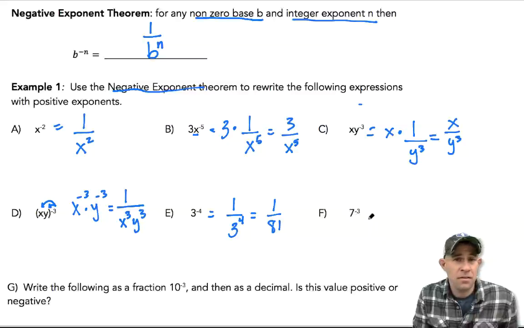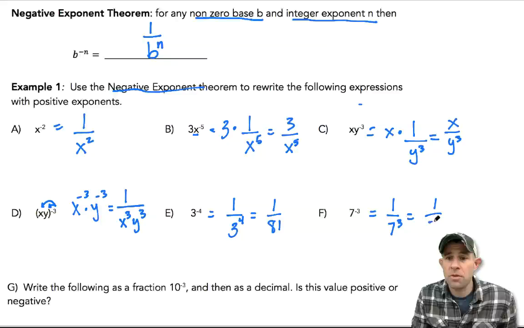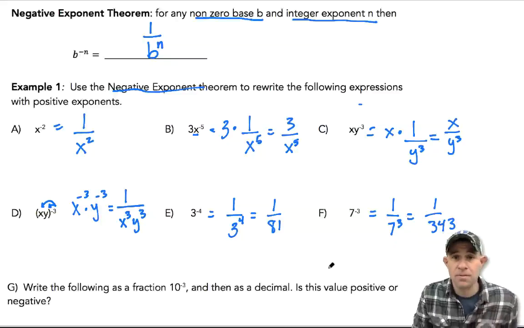Next, we have 7 to the negative 3, very similar. I'm going to take the reciprocal of my base, which is 1 over 7, and raise that to the 3rd power. And so this becomes 1 over 343, which is the equivalent of 7 cubed.